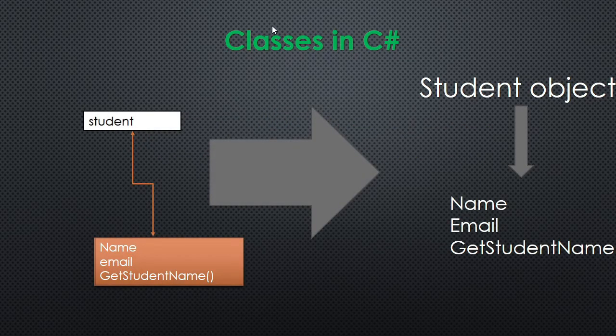Let's visualize this. Let's say we have a class called student, and the student class contains its own members and data. Let's say that the student class contains name, email, and function. If I want to create an object from this class, this means I will have a copy of this class. The object will also contain the same data and the same members of the template, which is the student class. Now, let's see how we can create an object in C#.